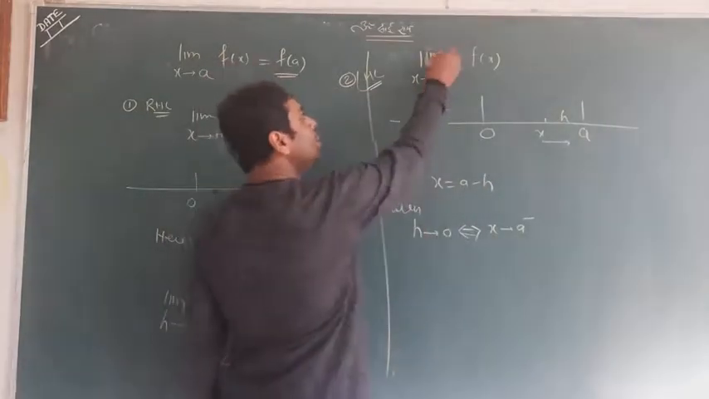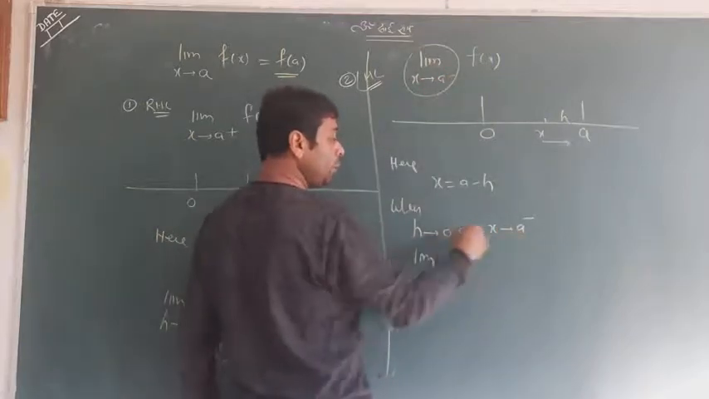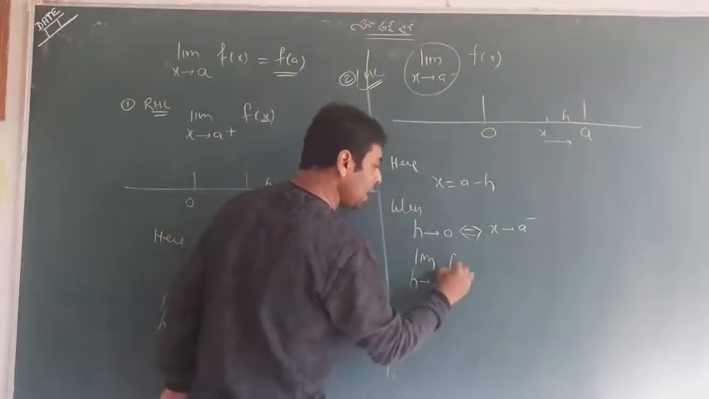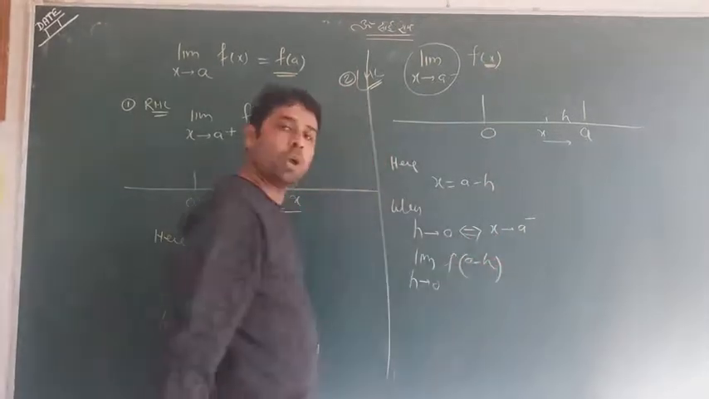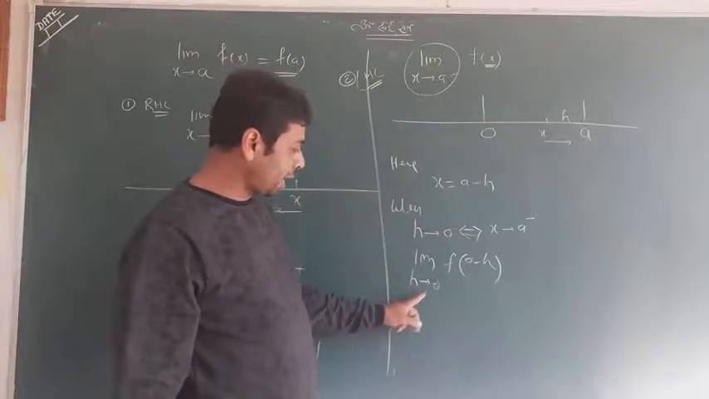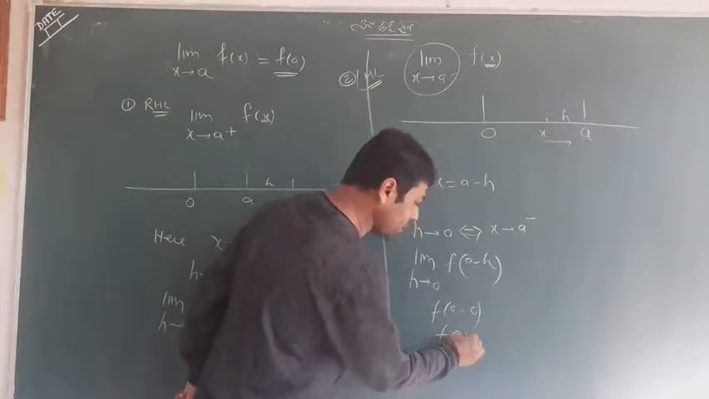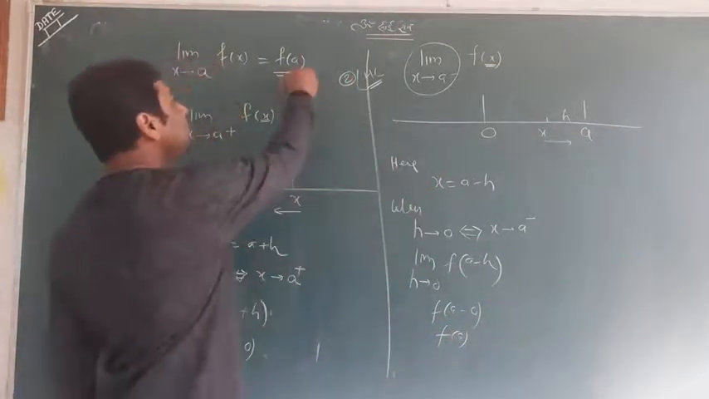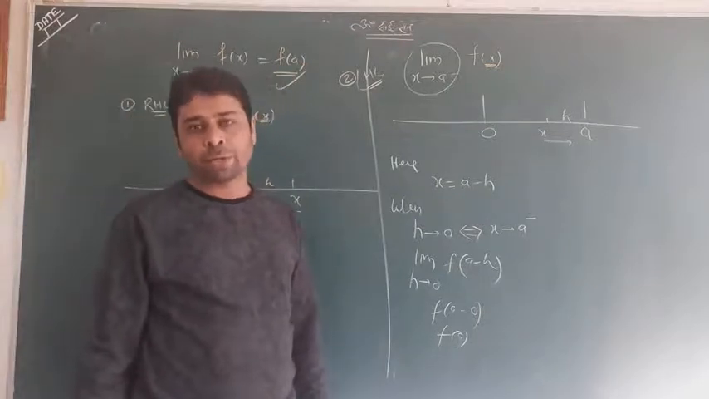And this time limit x tends to a minus will change to h tends to 0, and instead of x you have a minus h. When h gets 0 here, ultimately, h tends to 0 will have the answer a minus 0. So your answer is f of a. So the answer is ultimately f of a, no matter whether you use the right hand limit or left hand limit.